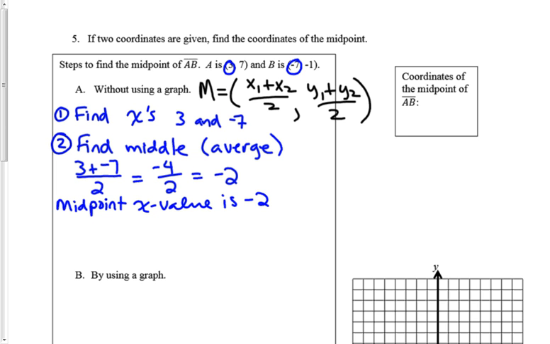is -2. Now I'm going to do the exact same thing with the y's to find the y value of the midpoint. So step 3 is going to be to find my y's.